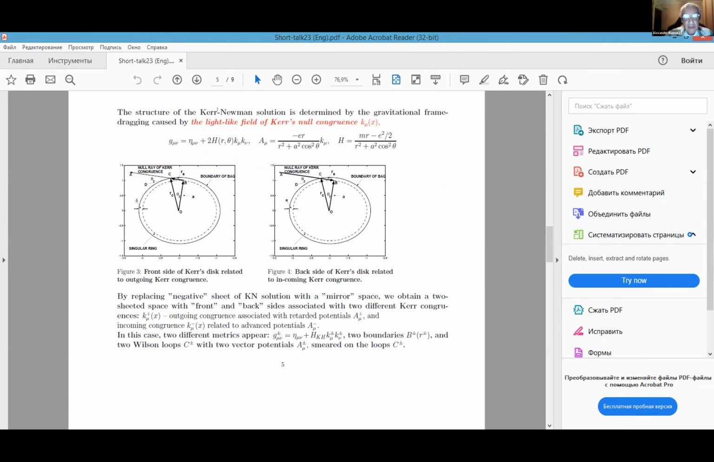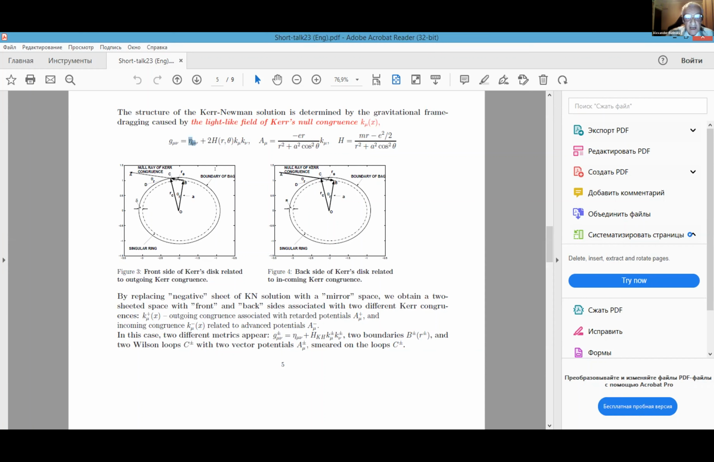The structure of the Kerr-Newman solution is determined by gravitational frame dragging, caused by the light-like fields of the Kerr congruence. The Kerr congruence is the central part of the structure of Kerr solutions. The metric is extremely simple: it is the flat space-time Minkowski part, and the non-linear part is proportional to this Kerr congruence K nu. The vector field, the electromagnetic field, is also proportional to this vector K mu.